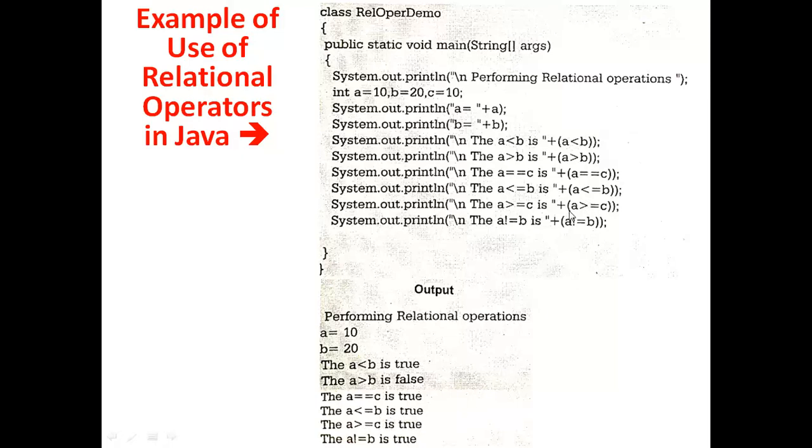Again, in the next line, we are displaying the condition A is greater than or equal to C. Again, this condition is true because both A and C have the same value, that is 10. In the last line we have written A is not equal to B, and this condition is also true because A is 10 and B is 20. Therefore, A is not equal to B, and the output is true, which is displayed on the output console. Hence, in this program we have used different relational operators in Java.